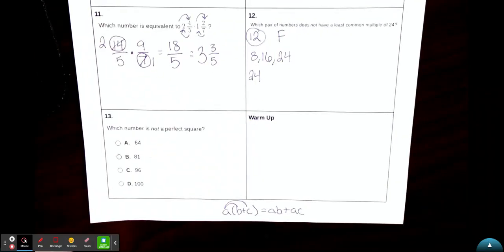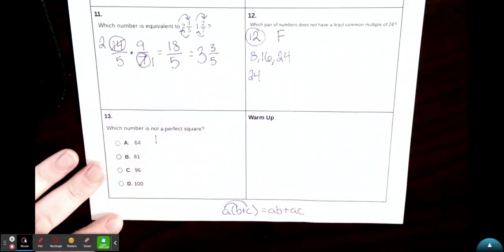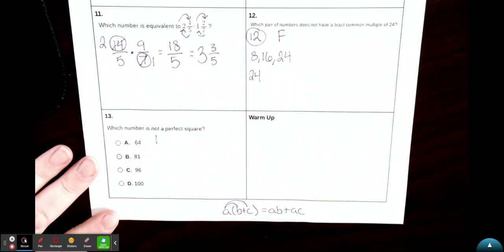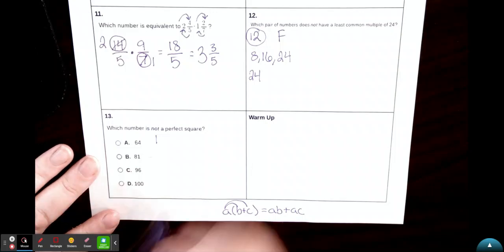Okay, and finally, number 13. Which number is not a perfect square? So a perfect square is the product of two of the same numbers. Okay, so what's the very first perfect square? Just in general, what's our very first perfect square? 1. Because 1 times 1 equals 1. Okay, then what? 2 times 2 is?